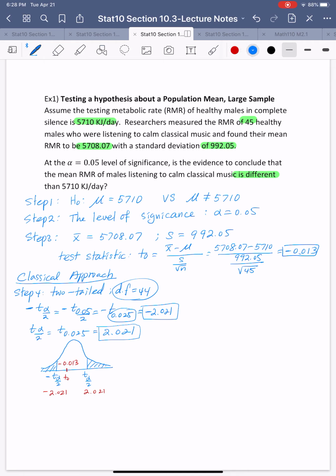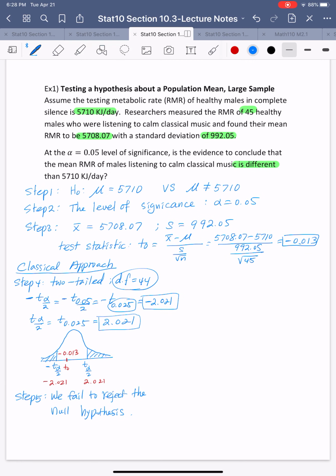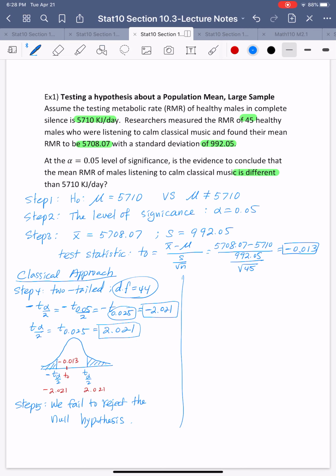So in step 5, we just say we fail to reject the null hypothesis. All right, that's the classical approach. And then also the p-value approach, which I think is easier.